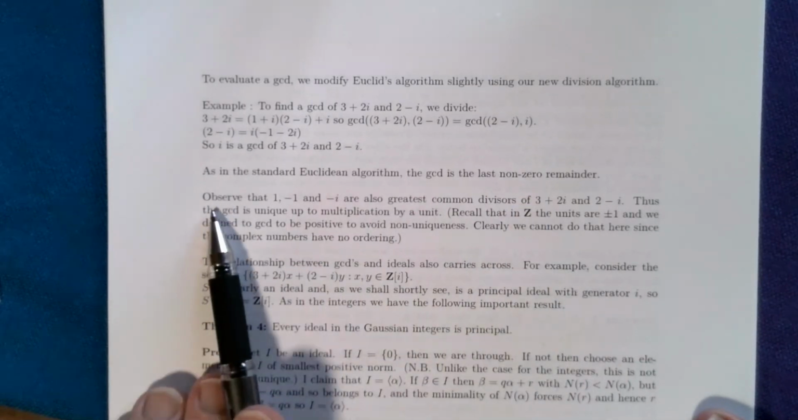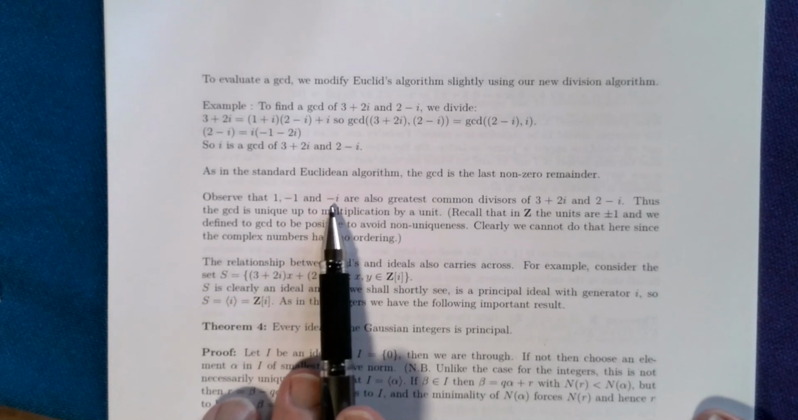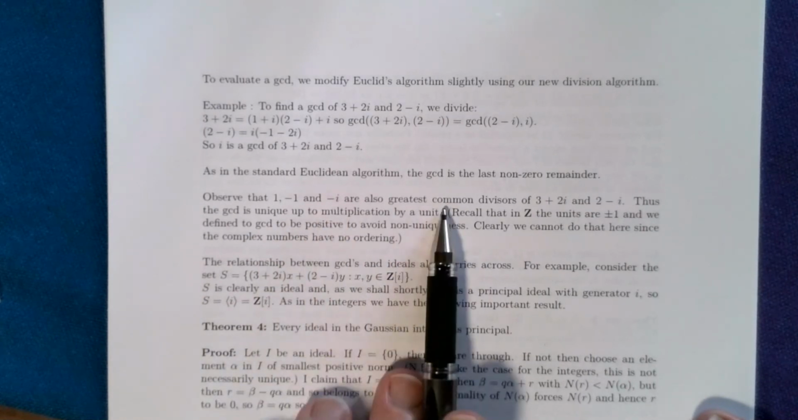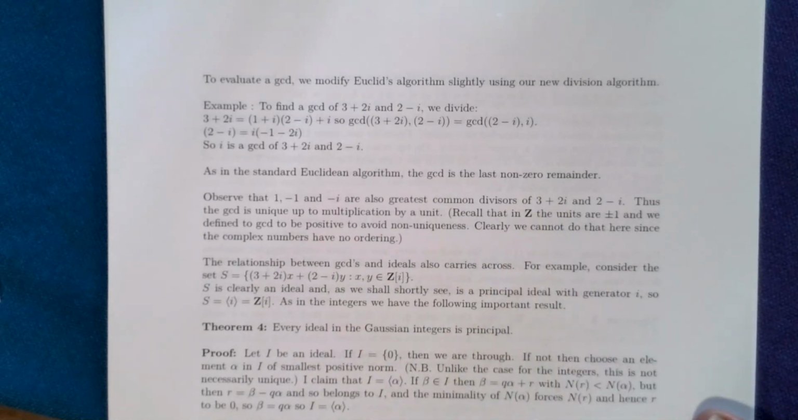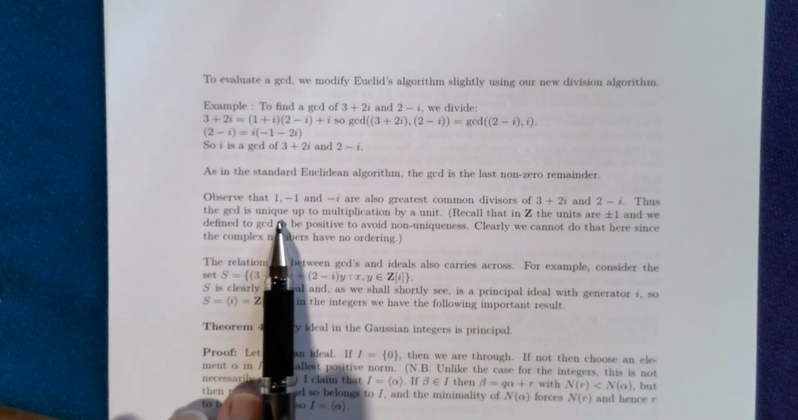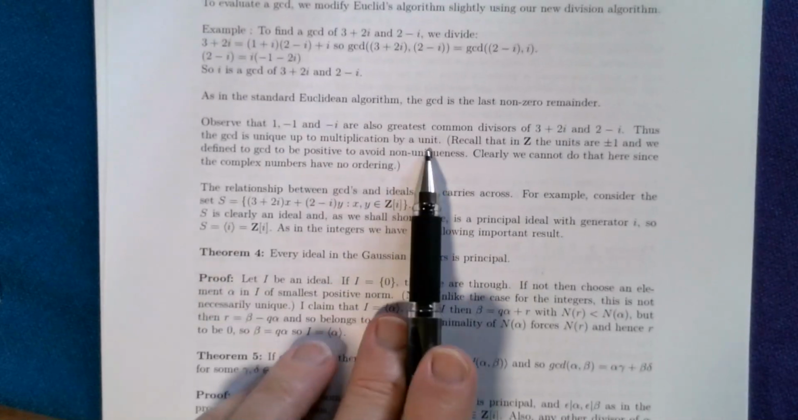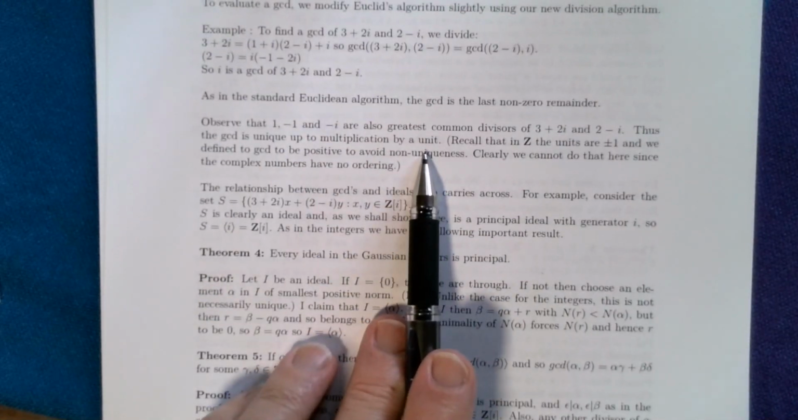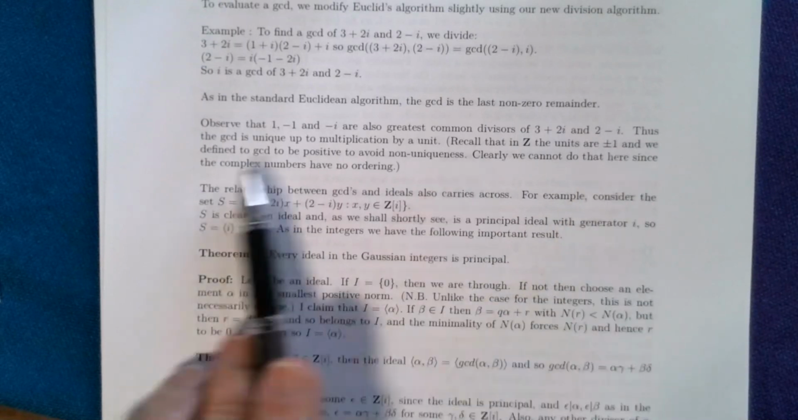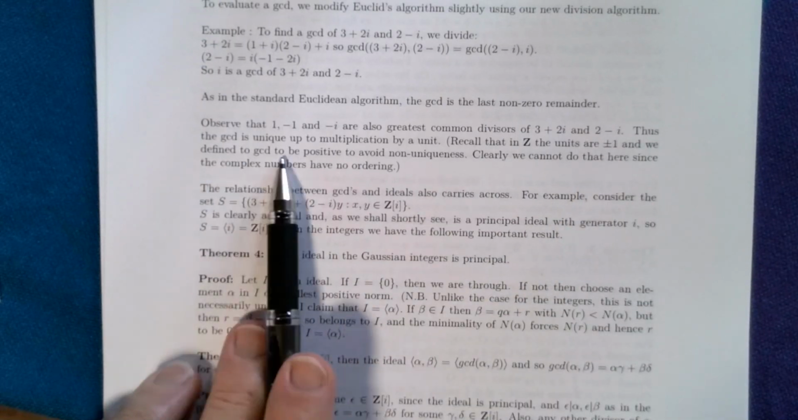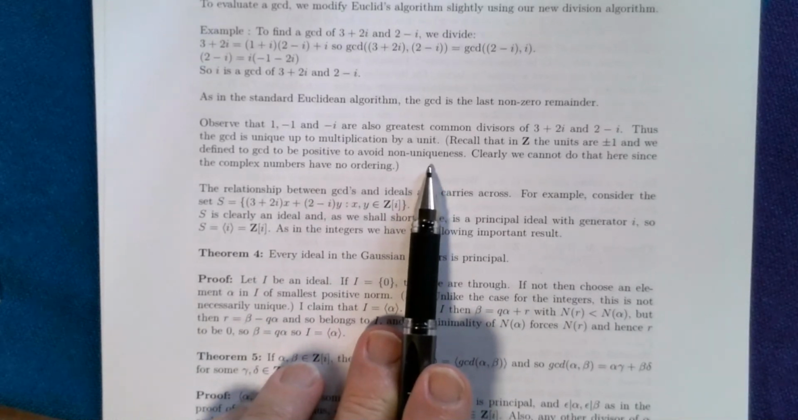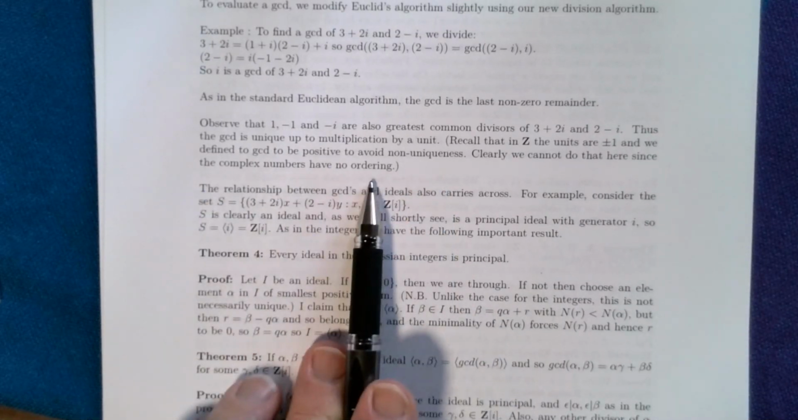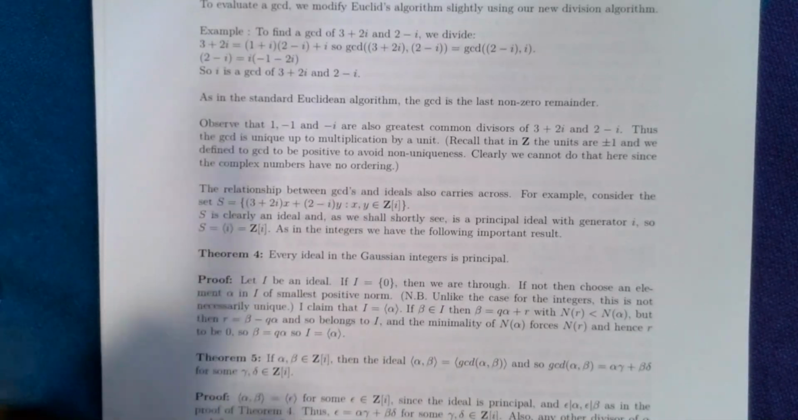So observe then that 1, minus 1 and minus i are also greatest common divisors of these two. Thus, the GCD is unique, well, up to multiplication by a unit. So you might recall that in the integers, the units are plus or minus 1. We defined the GCD to be positive to avoid non-uniqueness. We can't do that here because in the complex numbers you don't have ordering, so you can't say that minus i is negative or something. It doesn't make sense.